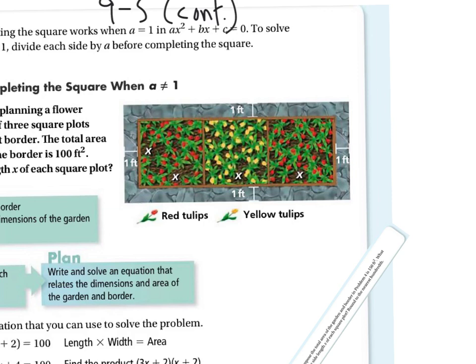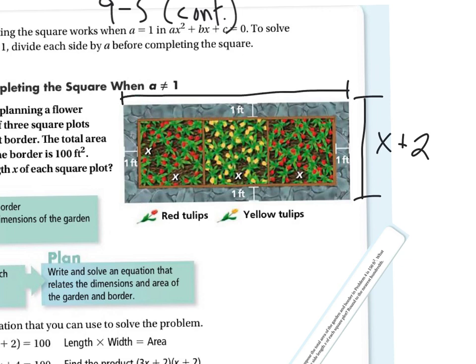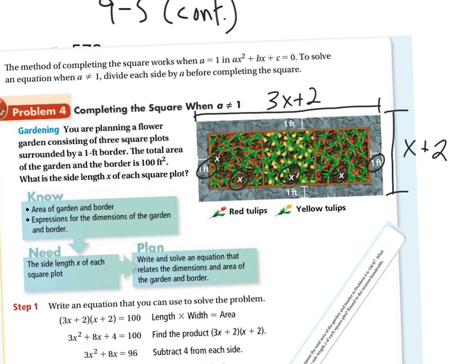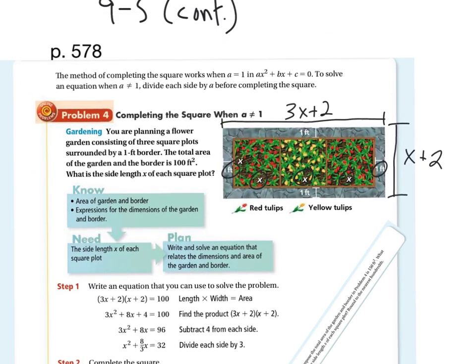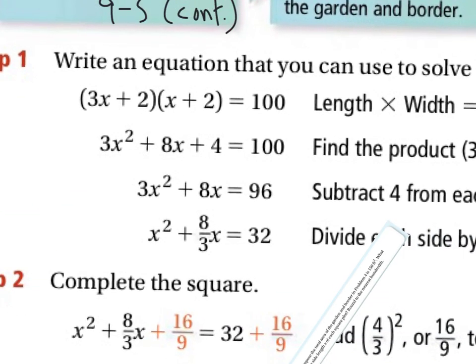And then if you think about the overall dimensions, over here, this dimension overall would be x plus 2. And then going across, if you look at all the pieces we have, that would be equivalent to 3x plus 2. So it tells us the total area of the garden and border is 100 square feet. Area of a rectangle is length times width, so length times width equals 100.